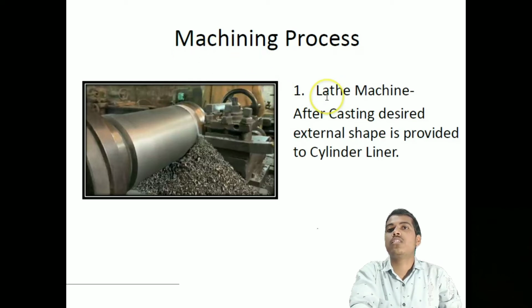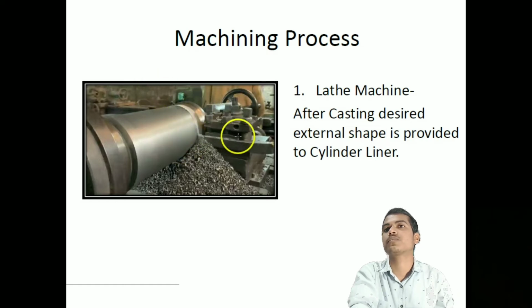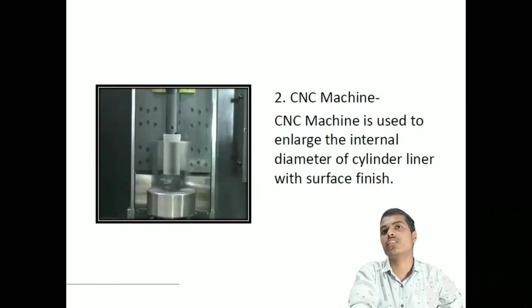The next is the machining process. First I use a lathe machine. After casting, the desired external shape is provided to the cylinder liner. In the lathe machine a single point cutting tool is used and this provides the external shape. Then the CNC machine. The CNC machine is used to enlarge the internal diameter of the cylinder liner with surface finish. The surface finish in CNC machine is more accurate than the lathe machine.